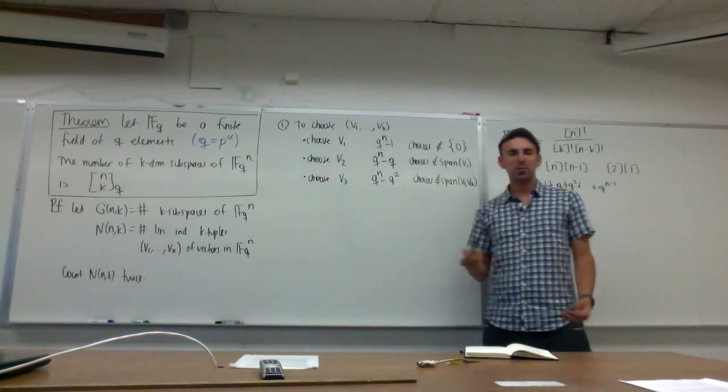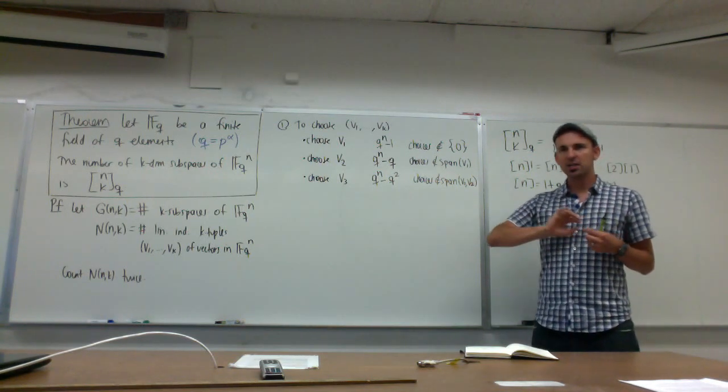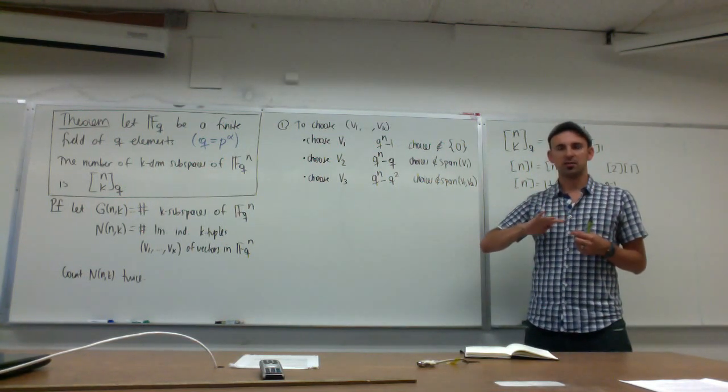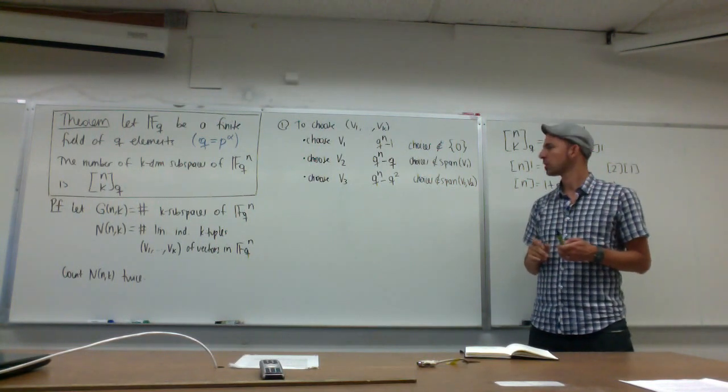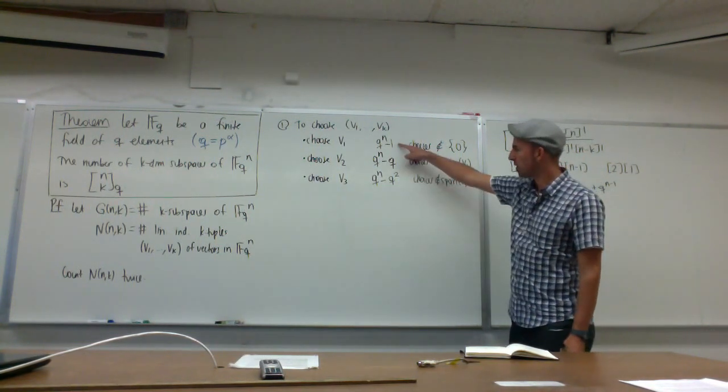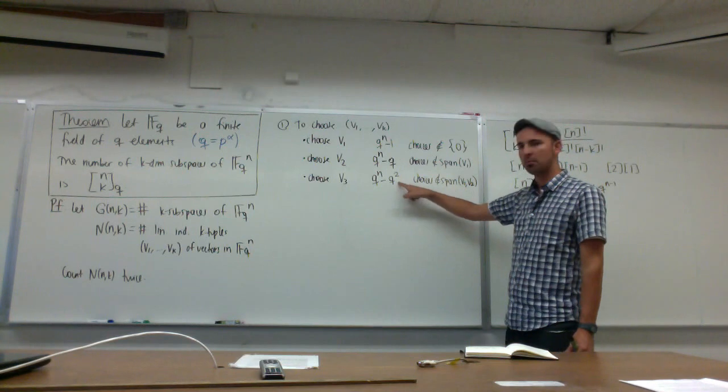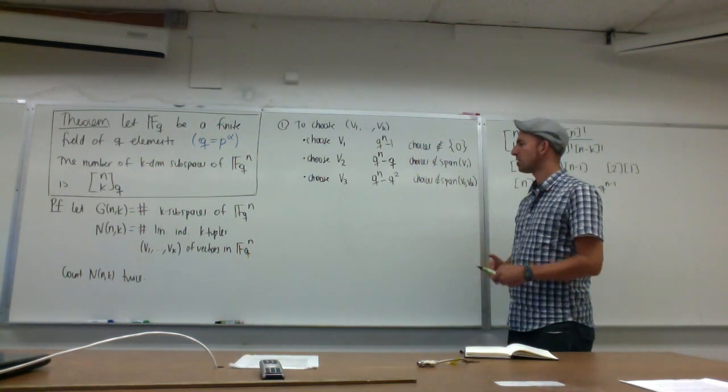here. In general, what I'm going to be using is that if I have an I-dimensional subspace in q to the n, then that's going to have q to the I points. Okay? And that's going to mean that I'm going to get q to the n minus 1, q to the n minus q, q to the n minus q squared, etc. Okay.